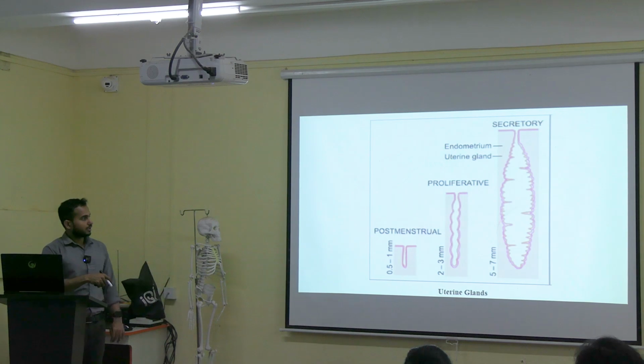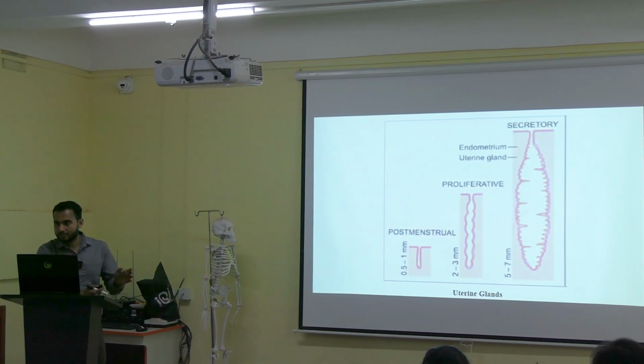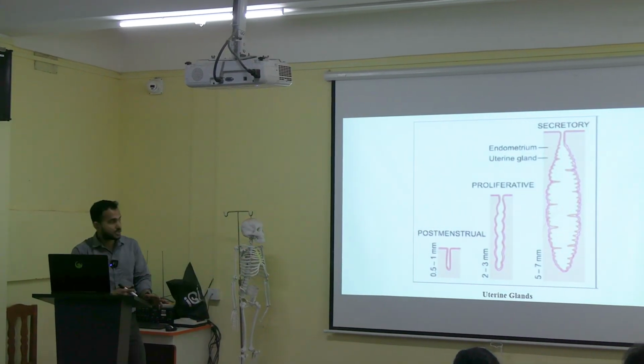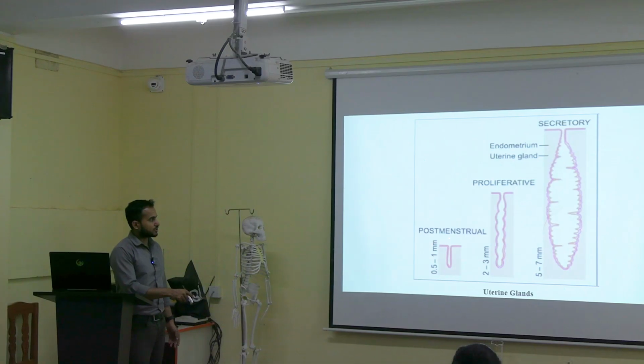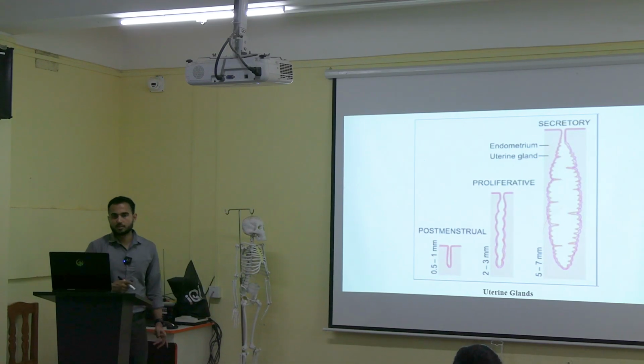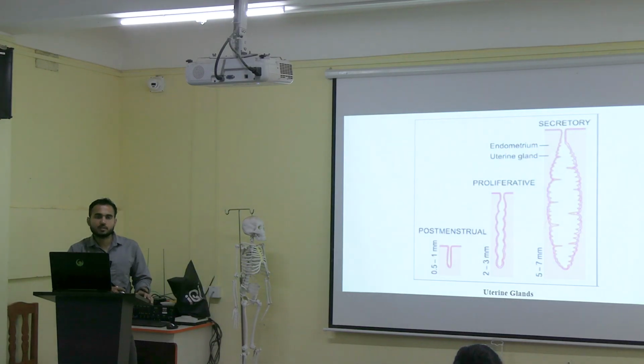Now, already I told you about the uterine glands. In different phases, different changes are taking place. As you can see, this is the size of the gland post-menstrual. Then in the proliferative phase, and here you can see in the secretory phase. First of all the size will increase, then the gland will become tortuous, and then it will fill with secretion.